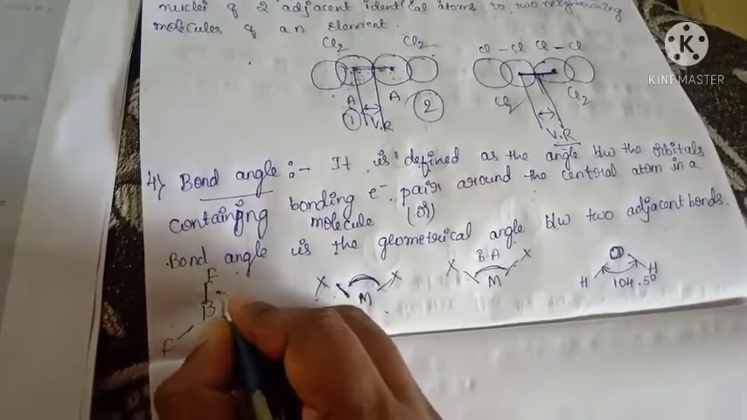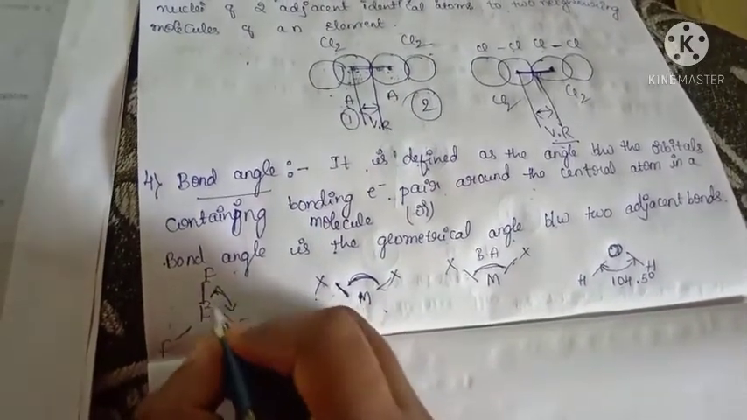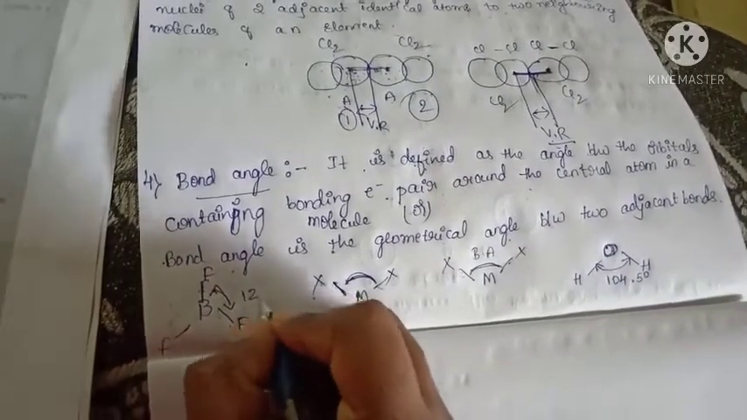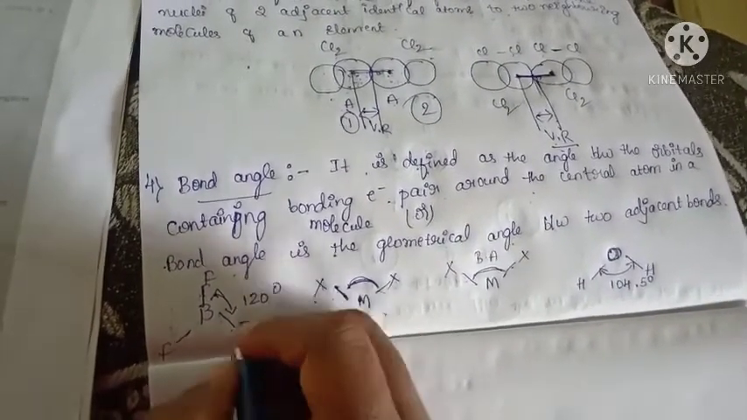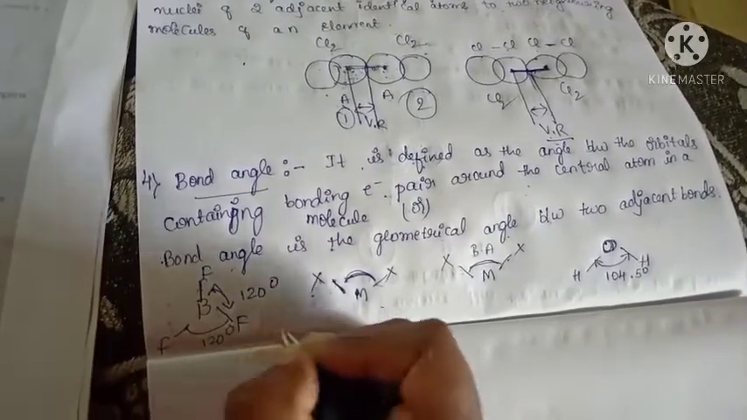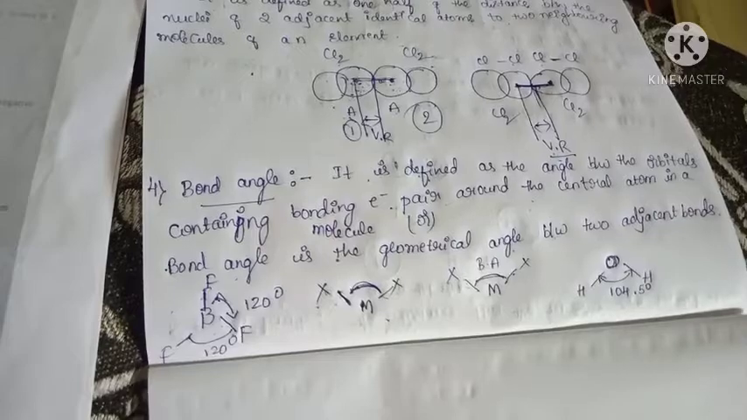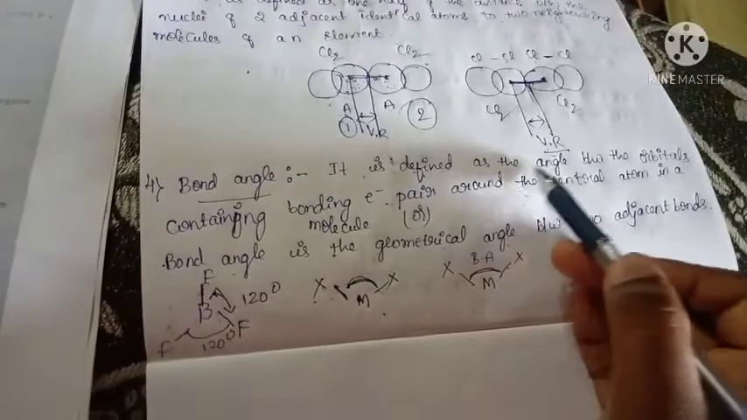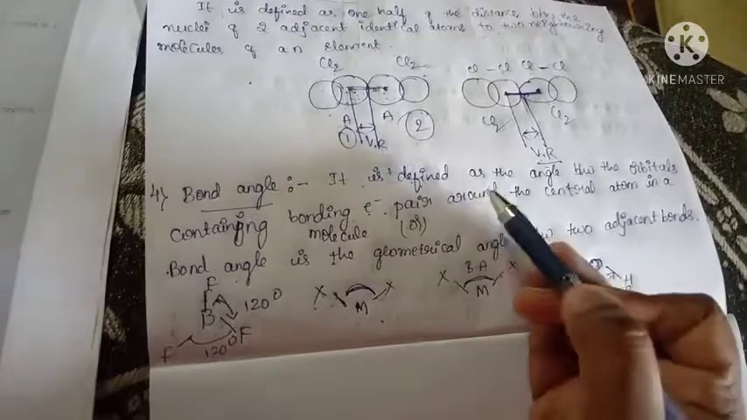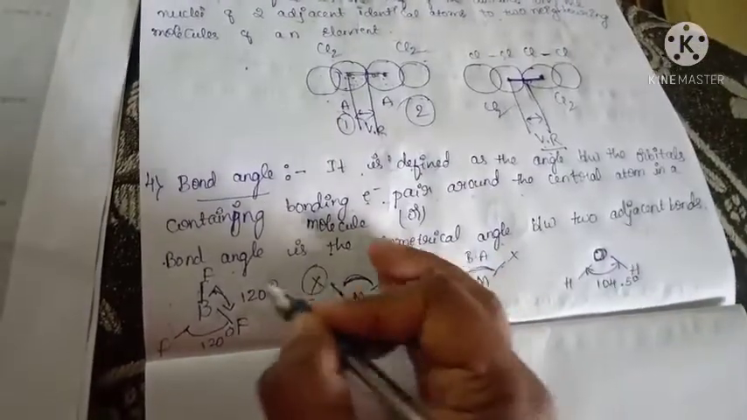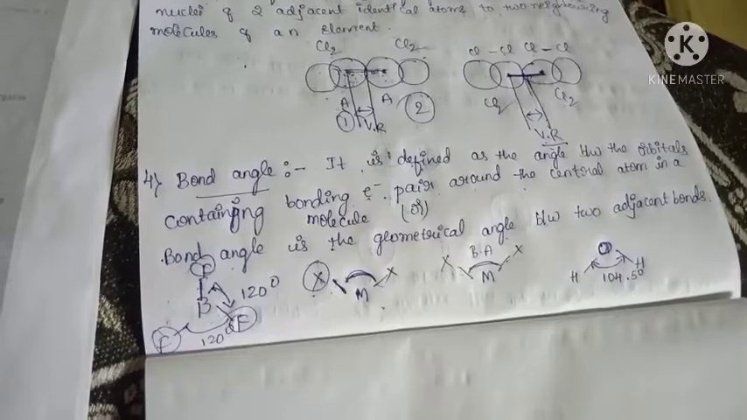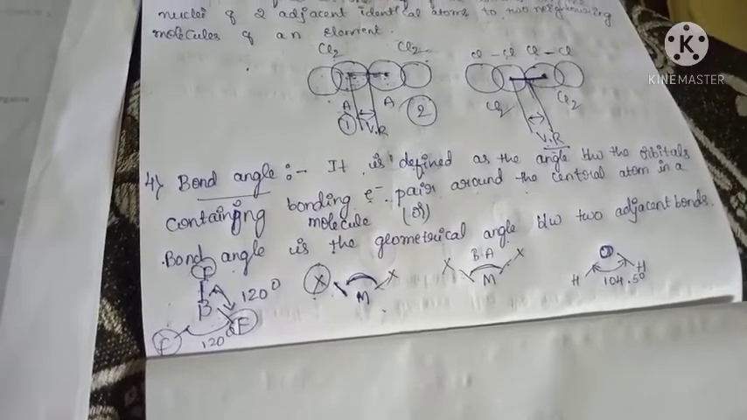Okay, this is also called a bond angle. It means adjacent, neighboring: 120 degrees, and this also 120 degrees. This is all about the bond angle. Bond angle is defined as the angle between the orbitals containing a bonding electron pair. It means these orbitals should contain a bonding electron pair that is bonded with a central metal atom.